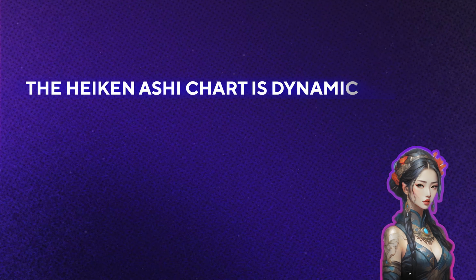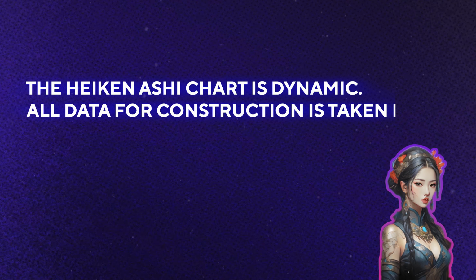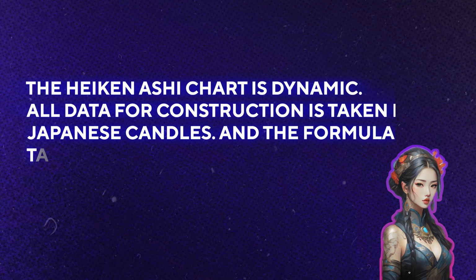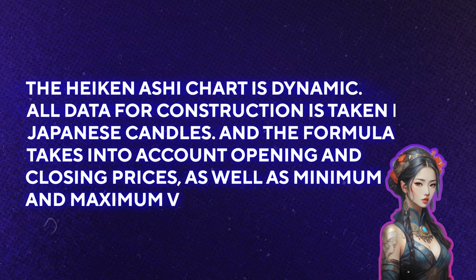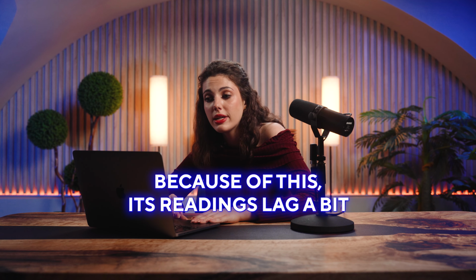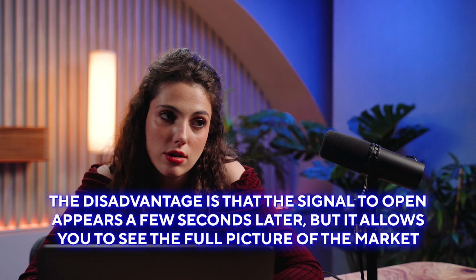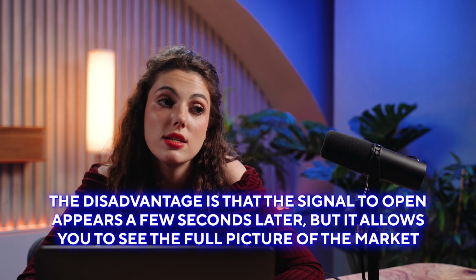Friends, we are waiting for the deal to close, and in the meantime I'll finish a brief excursion about Heikin Ashi candles. The Heikin Ashi chart is dynamic. All data for construction is taken from Japanese candles, and the formula takes into account opening and closing prices, as well as minimum and maximum values. Because of this, its readings lag a bit. This is both a minus and a plus of the instrument. The downside is that the signals to open trades come a few seconds later. But at the same time, all market noise is cut off and a more accurate market picture is visible.